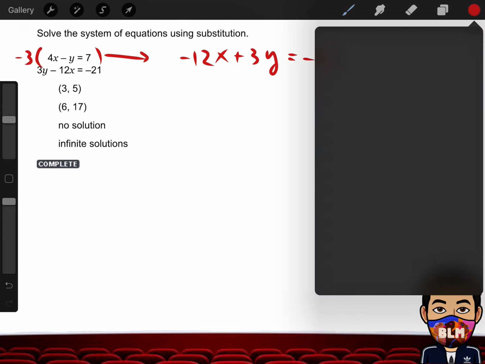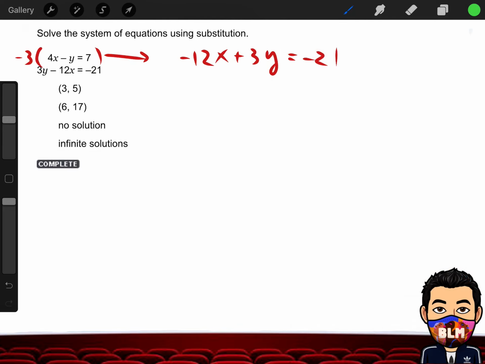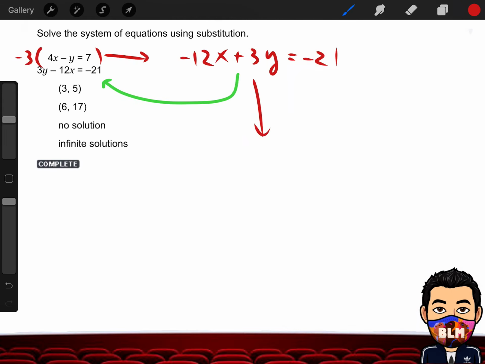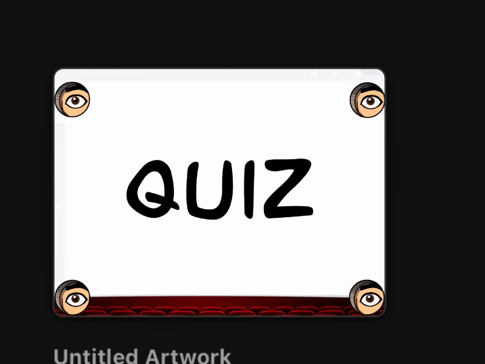Wait a minute. Did you see this? Let me rearrange the red equation. I can rearrange it by putting the 3y in the front. So 3y minus 12x is equal to negative 21. Is that the same as the second equation? Which means that the two lines are going to overlap with each other. You're going to get a lot of solutions. So you're going to pick the infinitely many solutions. So that's it for the assignment part.